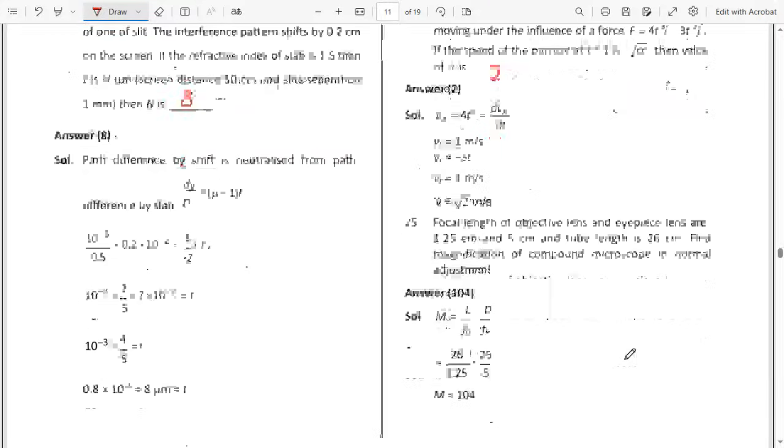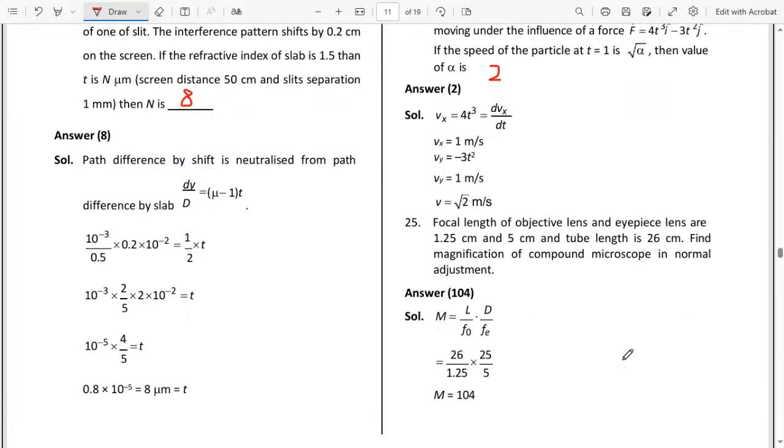Yes, students. Next, question number 25. Focal length of objective lens and eyepiece lens are 1.25 centimeters and 5 centimeters, and tube length is 26 centimeters. Find magnification of compound microscope in normal adjustment. This is a very simple question. Yes, what is the answer? 104. Answer is 104. So how to calculate this?